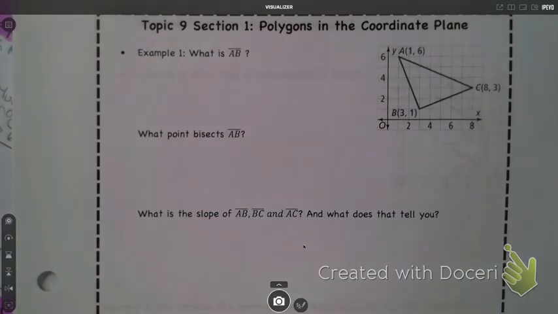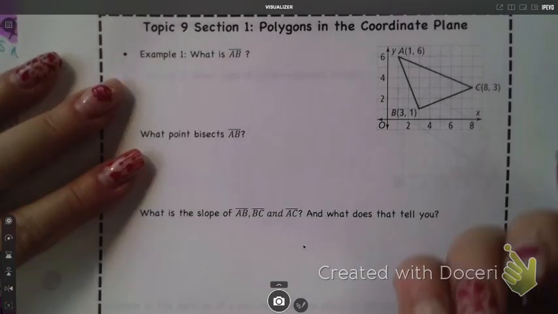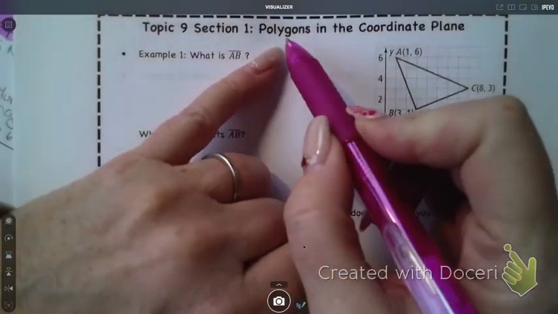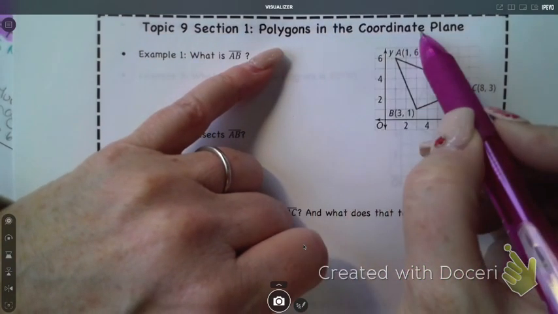Okay, so 9.1, we are only going to do 9.1 and 9.3 in this chapter. That's all we're doing. Okay, we will have a quiz over it probably Tuesday next week. Unless I decide to put all of what we're doing now with the next because it's small. Okay, so we are going to use polygons in the coordinate plane.